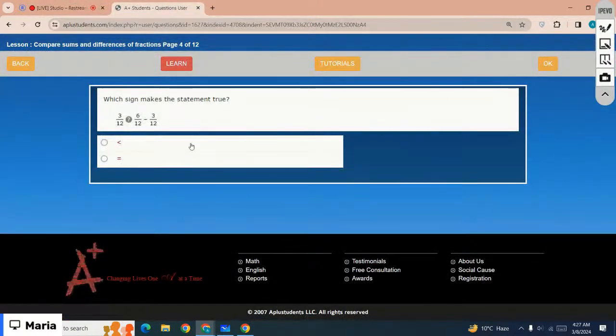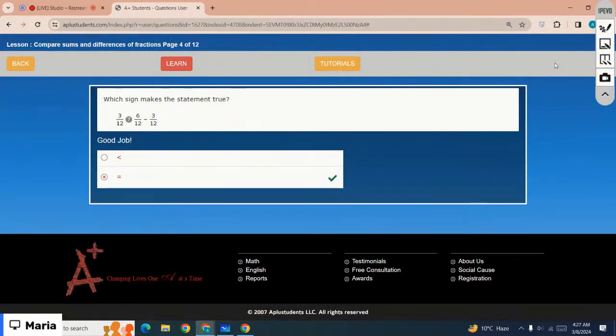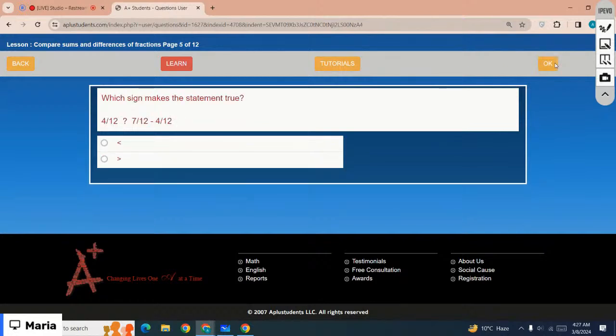Okay, the next one is 4 over 12. You have to compare it to 7 over 12 minus 4 over 12. So which is the correct option? Which is the correct option? Yes, 4 over 12 is greater than 3 over 12. Greater it is, right?